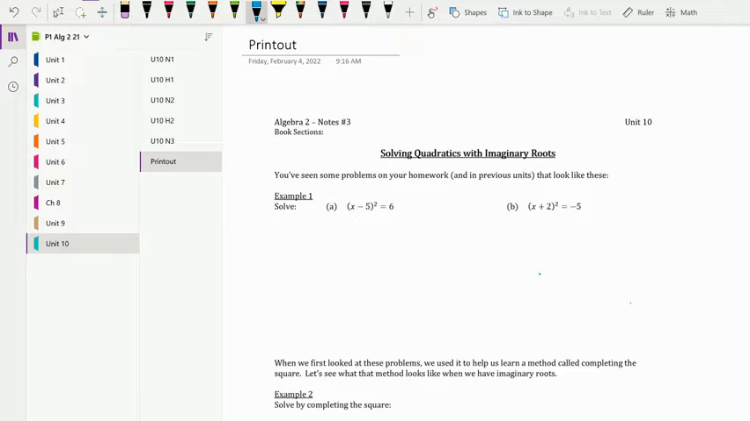Okay, let's try this again. Unit 10, notes 3, take 2.